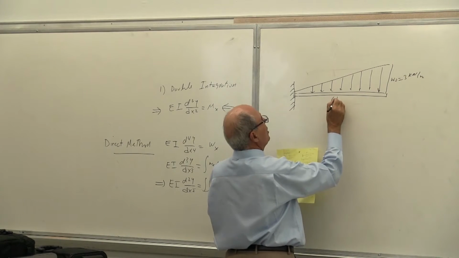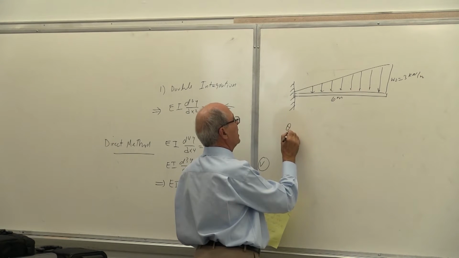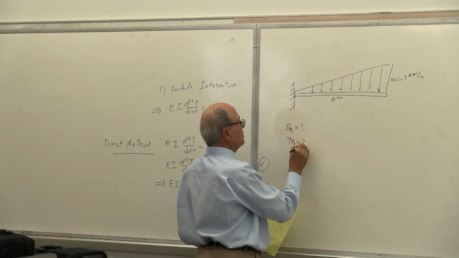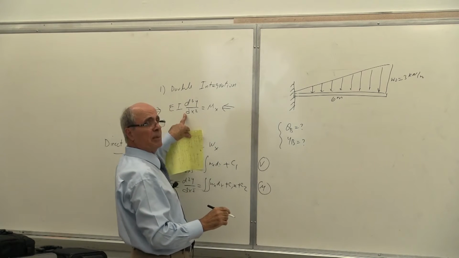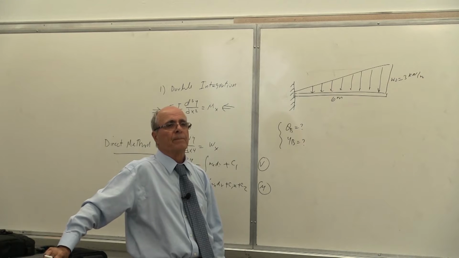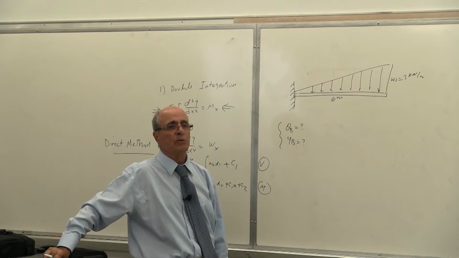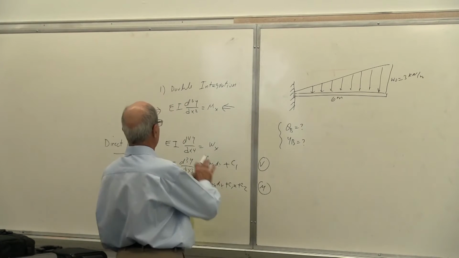Let's say this is equal to 6 meters, and I want you to calculate, for example, theta at B and y at B. I give you the choice either to use the double integration method or the direct method. Let's do both of them, to see the difference between them. Let's use the standard one. Forget about that one.